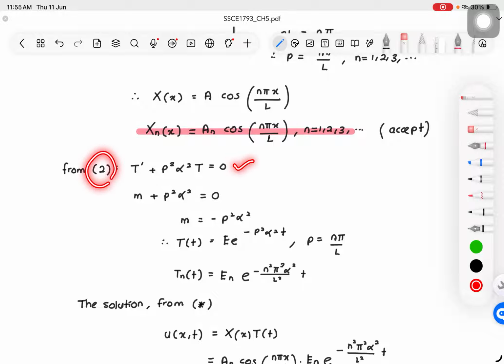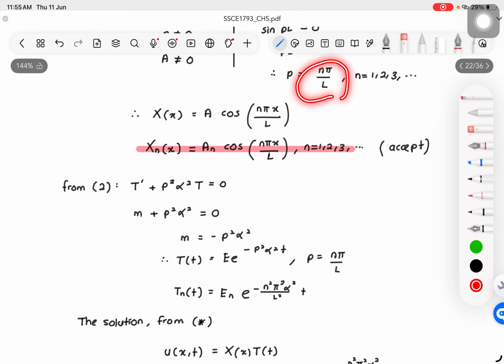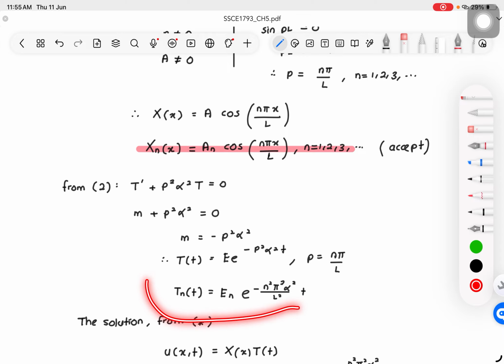So you're gonna get this one. Then same thing, find the roots for m. So you get this one. To find t, you need to integrate this one, and then you're gonna get your t equal to this one, where just now your p here is equal to n pi. So then you rewrite again your equation of t in terms of t, and t is equal to en of this one.